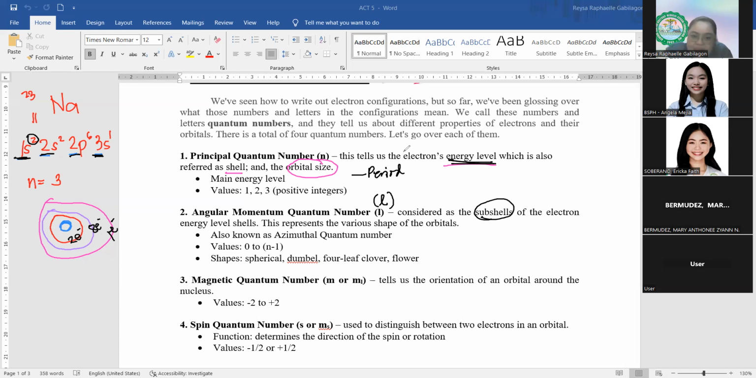And then, this will tell us the shape of the orbital. Kanina, it's the size. Sa angular naman, it's the shape. Okay? So, ito yung possible shapes ng ating orbital. Spherical, bilog, if it's an S subshell. It's a dumbbell if P ang subshell ng electron. Yung dumbbell na alam natin during exercise. Now, pag D naman, the shape is four-leaf clover.